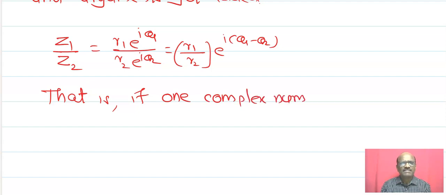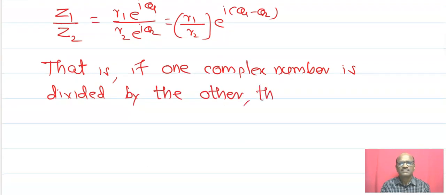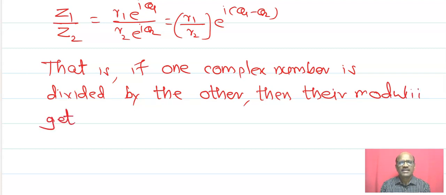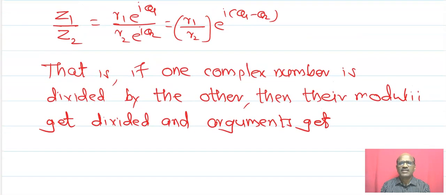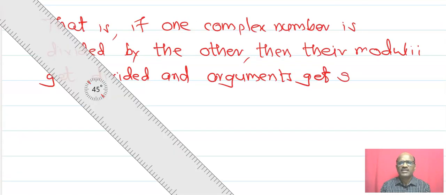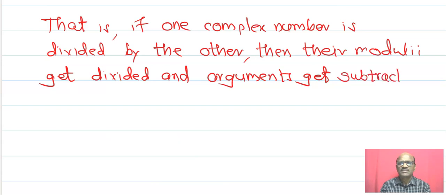In the same way, if one complex number is divided by the other, then their moduli get divided, that is R1 upon R2, and the arguments get subtracted, that is theta 1 minus theta 2.